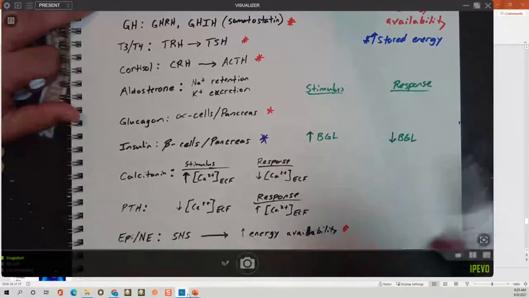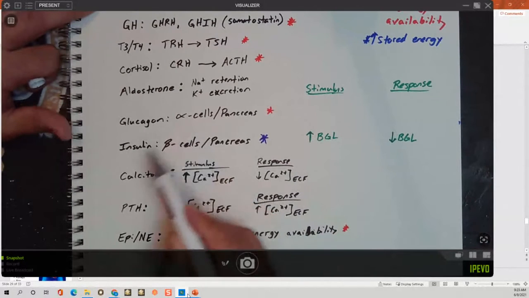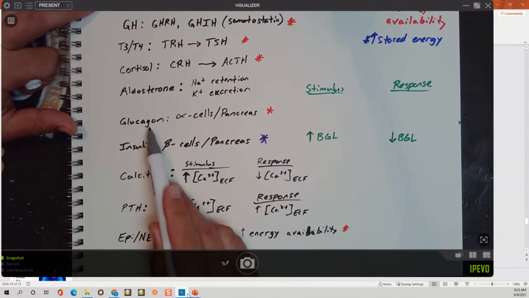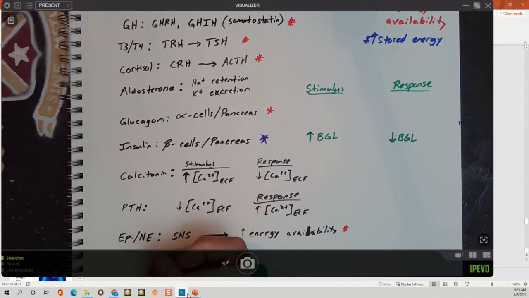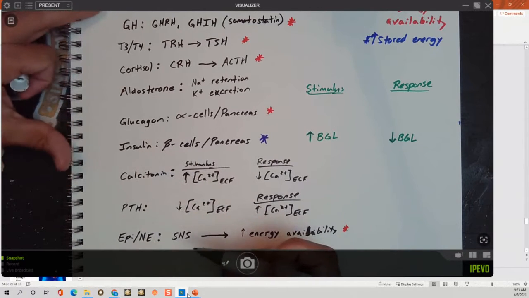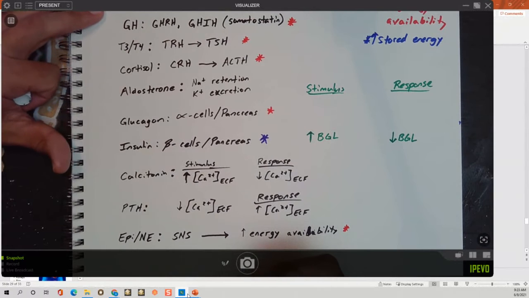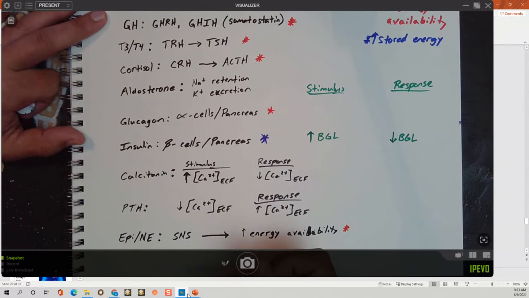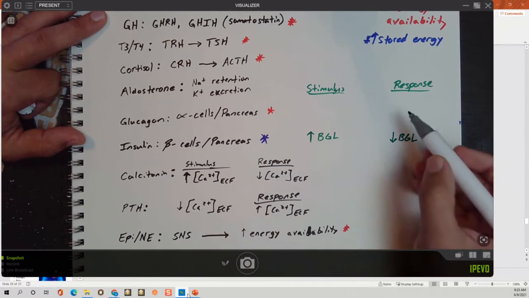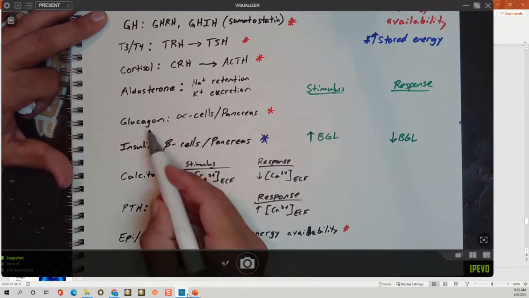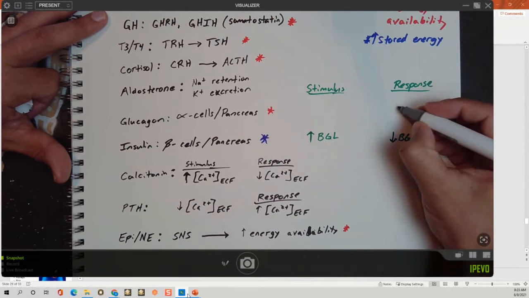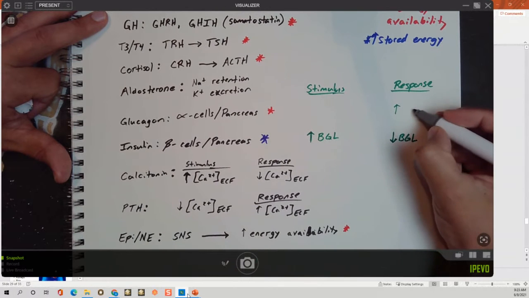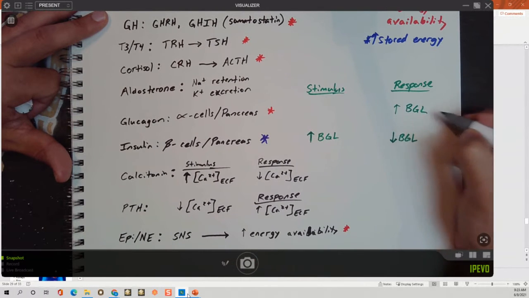Anywho, going on here. Glucagon and insulin, well, they're opposites. Okay? Glucagon is insulin's nemesis. They're always fighting. Eternal battle for glucose. Forever and always. So what does that tell you? What is the effect of glucagon? If it's in a battle with insulin, yeah, glucagon is always trying to increase your blood glucose levels.